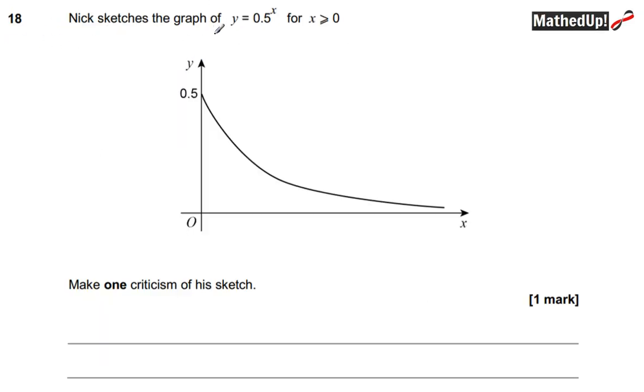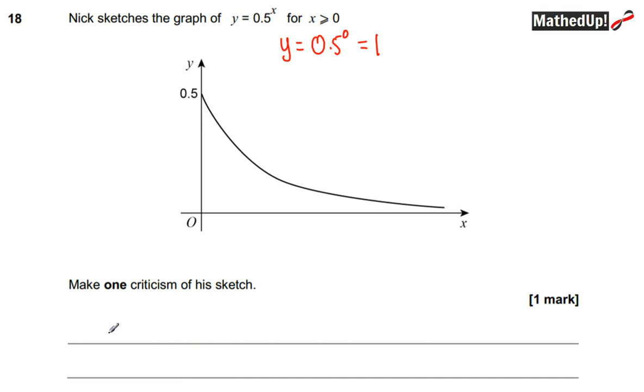Question 18. Nick sketches the graph of y is equal to 0.5 to the power of x for when x is greater than or equal to 0. We need to make one criticism of his sketch. The thing to notice here is that when the x coordinate is 0, then y would be equal to 0.5 to the power of 0. And I've replaced the x with a 0. And 0.5 to the power of 0 is actually, well, anything to the power of 0 is 1. So when x is 0, y should be 1, not 0.5.